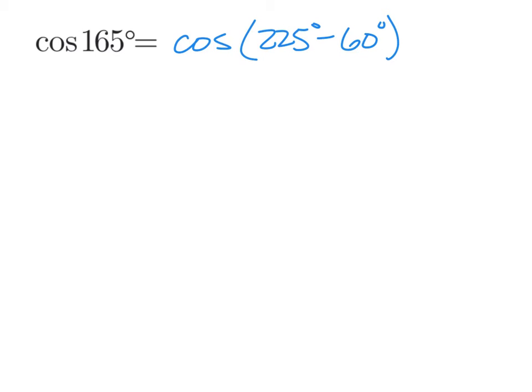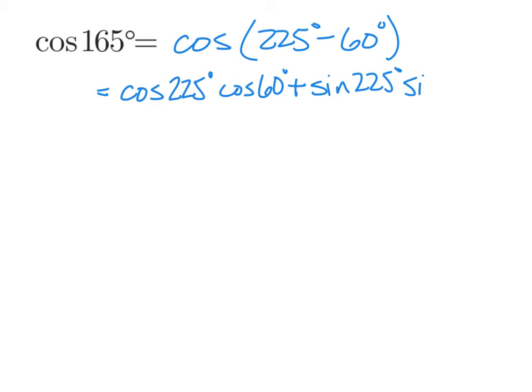But now that we have it written as a difference, we can use that difference identity, cosine cosine, so cosine of 225 degrees, cosine of 60 degrees, plus sine sine, so sine of 225, sine of 60. Just recognizing right now how important it is to recognize that we do have the plus in the middle when we're subtracting, that those two signs are going to be opposite. And it's important that we keep that straight.